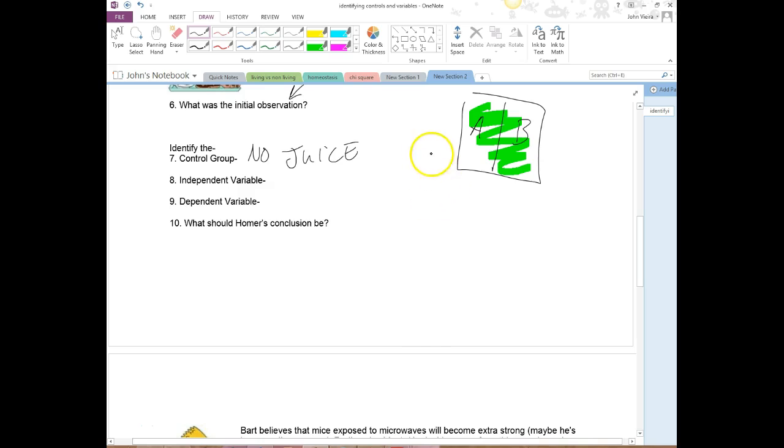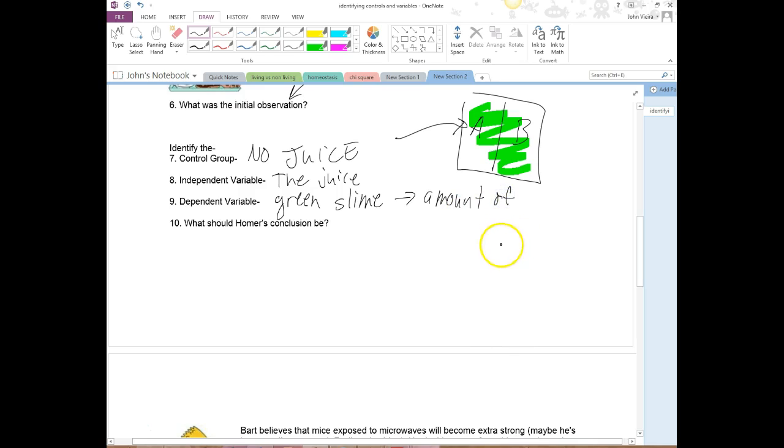Okay, side A. Independent variable. The coconut juice. Yeah, the presence of the coconut juice, right? The dependent variable, what is he measuring? What is he observing? Yeah. The green slime, or the amount of green slime, right?